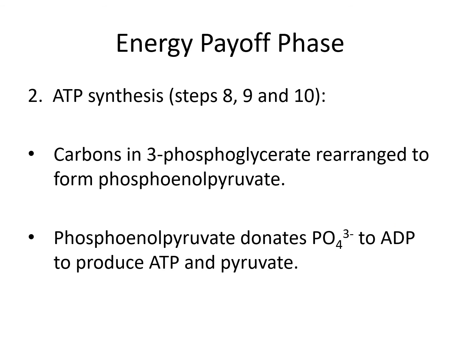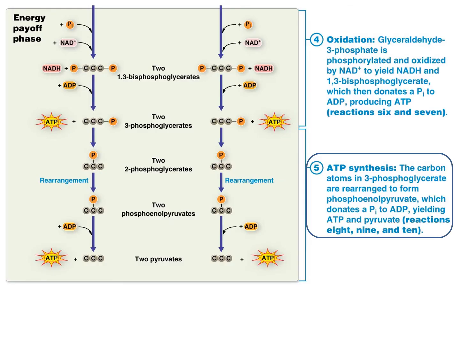In the next step, we have ATP synthesis again, and this involves reactions 8, 9, and 10 of the energy payoff phase. In this step, carbons in the 3-phosphoglycerate are rearranged to form phosphoenolpyruvate. Phosphoenolpyruvate donates phosphate to ADP to produce ATP and pyruvate. So in this set of reactions, ATP is produced because the phosphate from phosphoenolpyruvate is added to ADP to produce ATP, and this also ends in 2 3-carbon molecules called pyruvate.